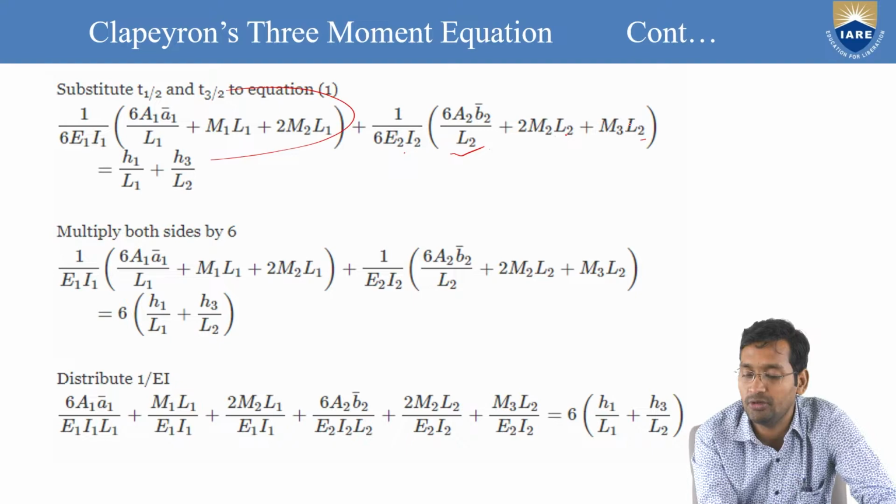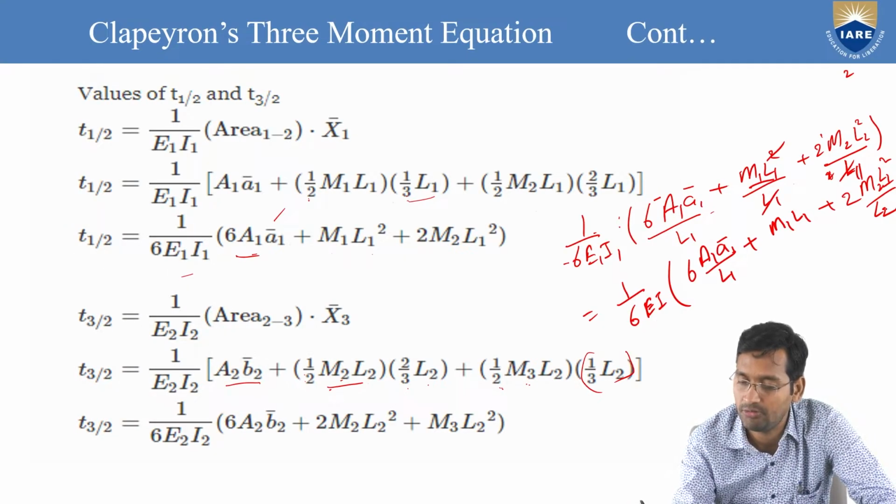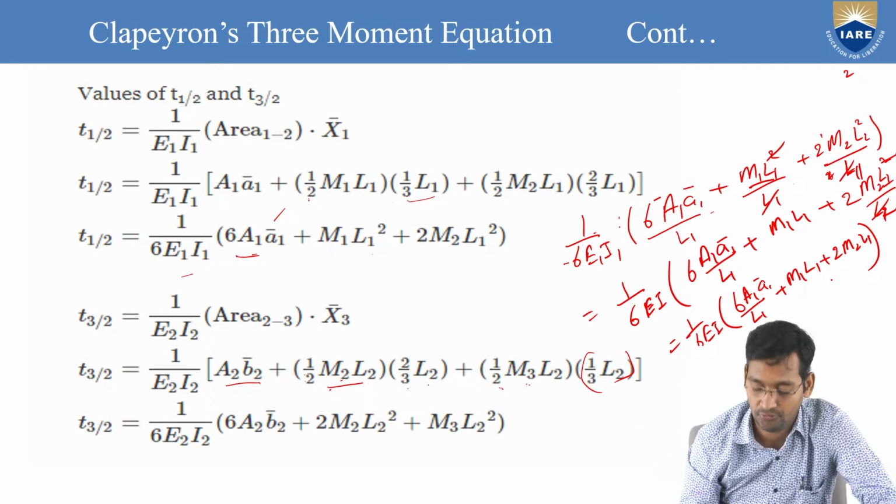Okay, another one, L2, will get cancelled, and here this L1, sorry, L1 we are dividing, so L1 and L1 here also will get cancelled. So then what we have is 1 by 6 EI, 6 A1 a dash 1 by L1 plus M1 L1 plus 2 M2 L1. This we will get for the first term.